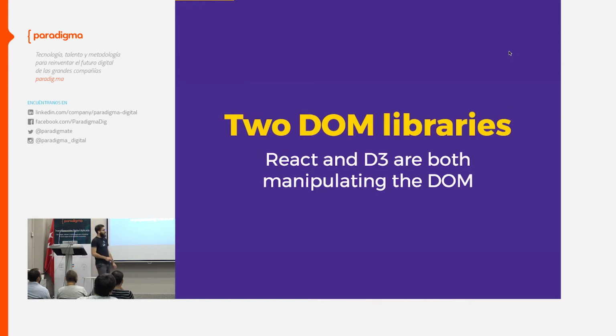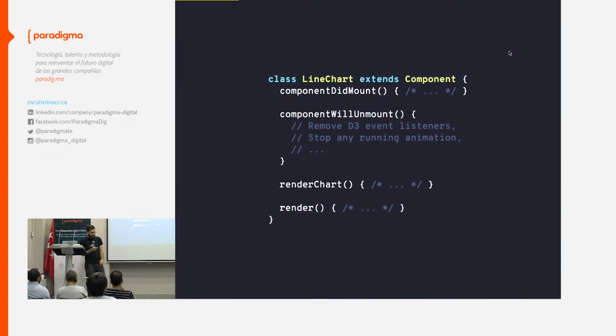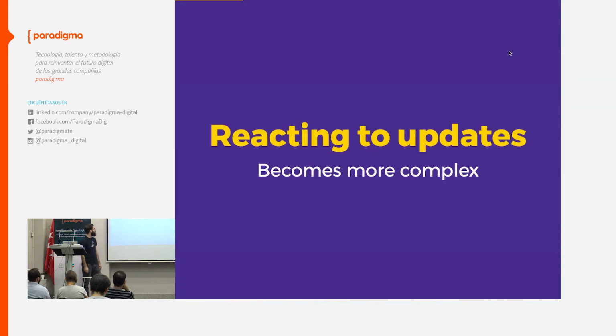So the main problem is that both D3 and React are DOM libraries. They both want to handle the same thing. They both want to manipulate the DOM. And this is what happens when they try to do the same thing. Let's say in your D3 chart, you're running an animation, or you're putting event listeners. You must be sure to remove the listeners when the components unmount, otherwise you're creating a memory leak. Normally, React will handle that for you. If you are doing something else inside the render function, you need to handle this yourself.